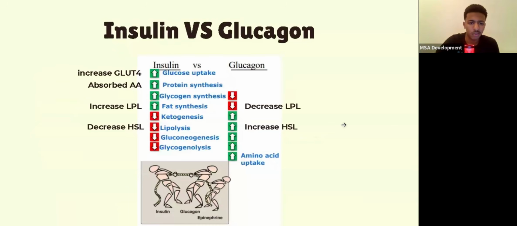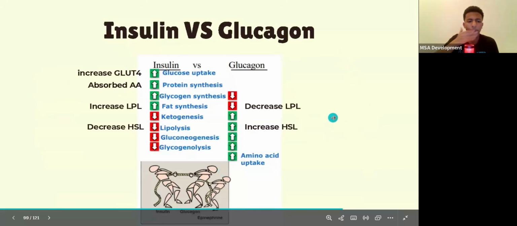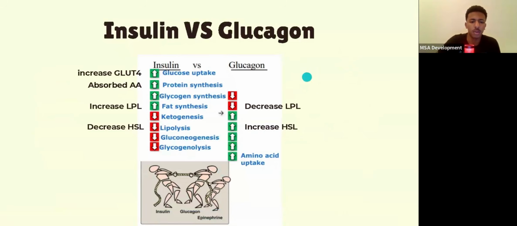Now let's compare insulin and glucagon. If I were to put stars like molecular techniques, I'd put 5 stars over here, 5 stars over here. Very important slide. Okay, so let's start with insulin. Insulin promotes glucose uptake. We spoke about this. It increases the GLUT4 expression, and GLUT4 transporters move to the cell membrane, and they allow glucose to enter the muscles and adipose tissue.